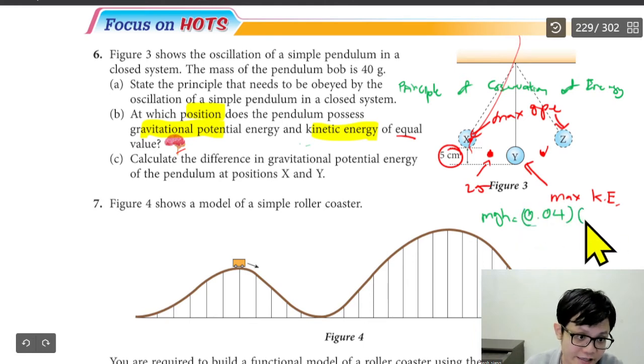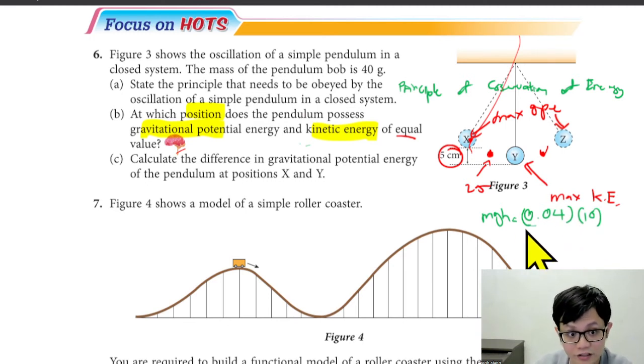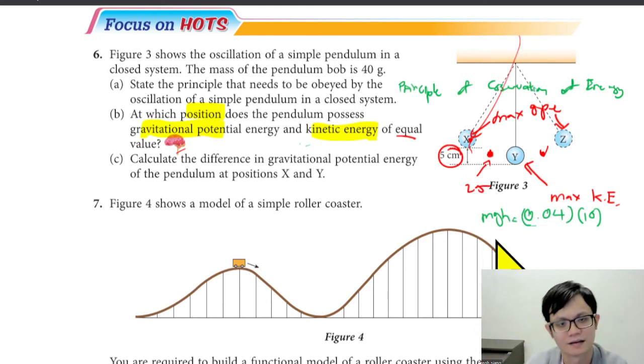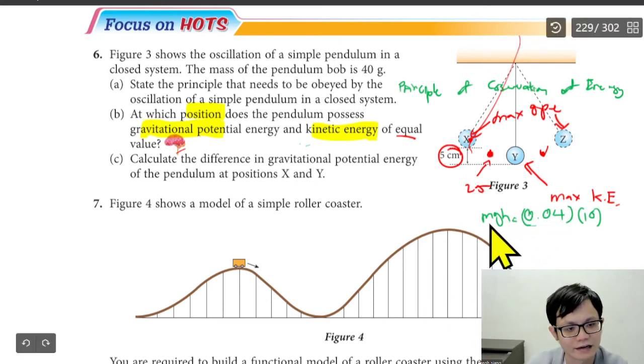Gravity is 10. H is 5 cm. Change to meter because H must be in meter. This is the mistake that students always make. Don't just put cm inside because life is easy. Life is not easy, okay? So don't think life is too easy.